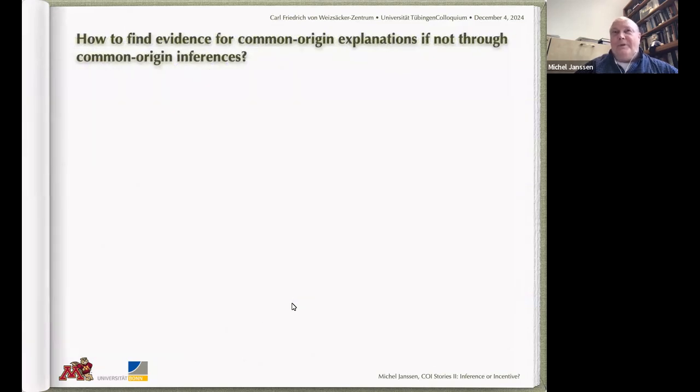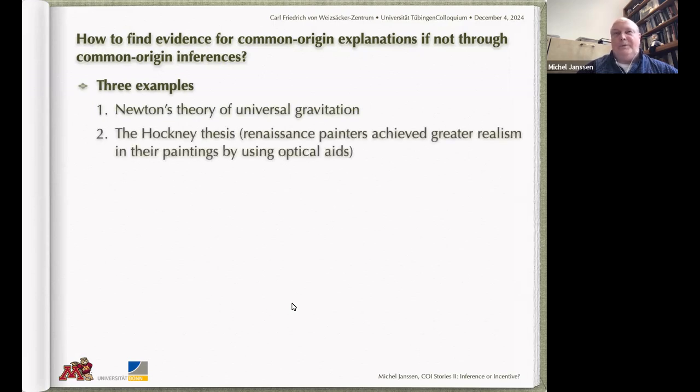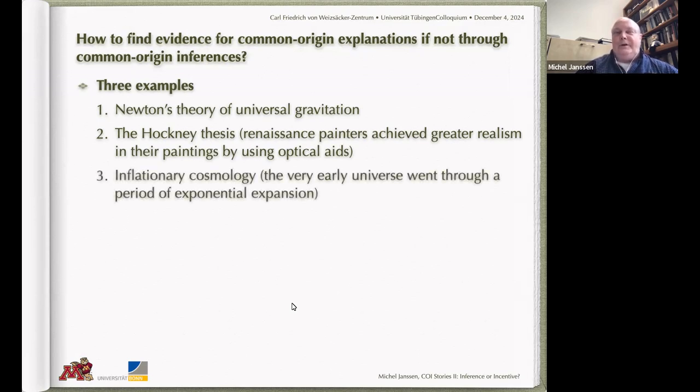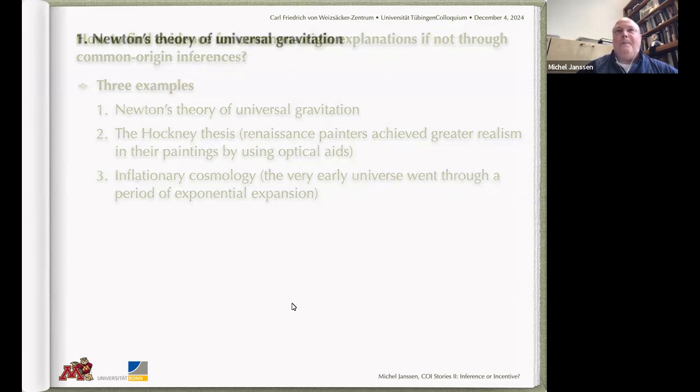So now the question becomes, how do you find evidence for these common origin explanations, if not through common origin inferences? There are many ways. I've been interested in one particular way to do this, and I have 3 examples. Newton's theory, which I'll talk about very briefly. The Hockney thesis, the thesis that Renaissance painters achieved greater realism in their paintings by using optical aids. And a topic dear to Patrick's heart, inflationary cosmology, the idea that the very early universe went through a period of exponential expansion.